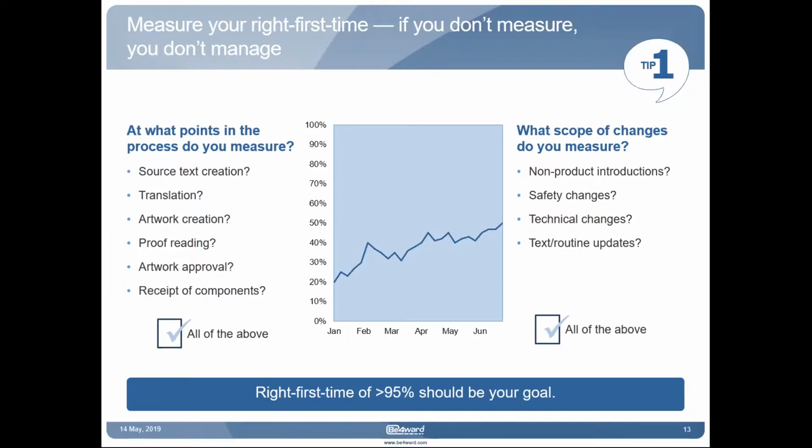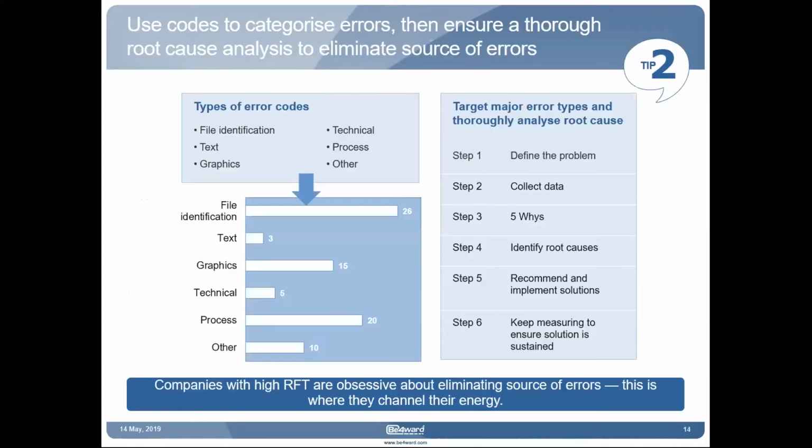Now, that's a really bizarre answer. And what you want to be doing is measuring all types of changes across all points of the process. And you should be aiming for a right first time on your final artwork of well in excess of 95%. Now, that's a big ask for many companies, but that's achievable and it's where you should be. So, tip 1, measure your right first time.